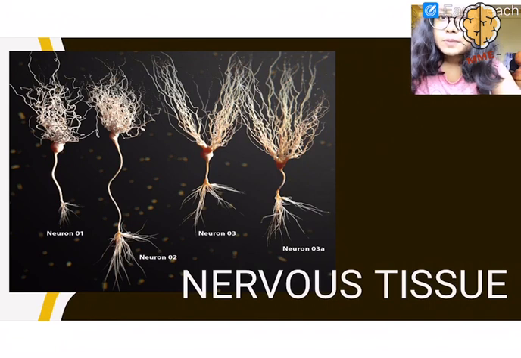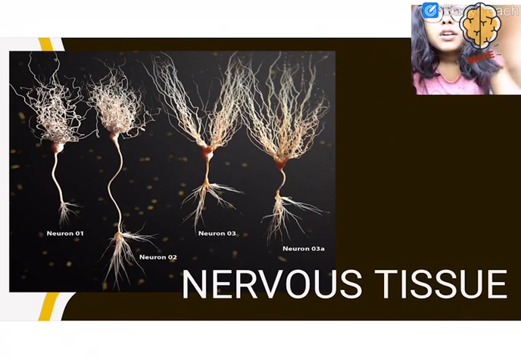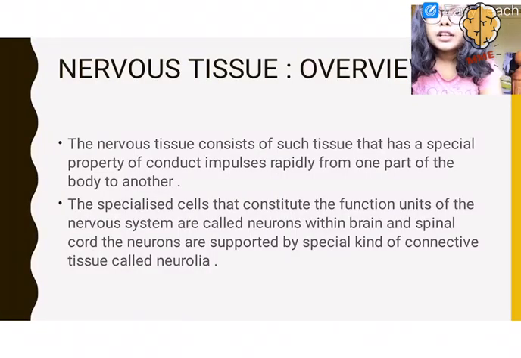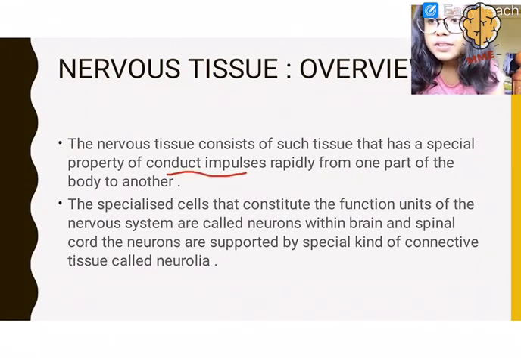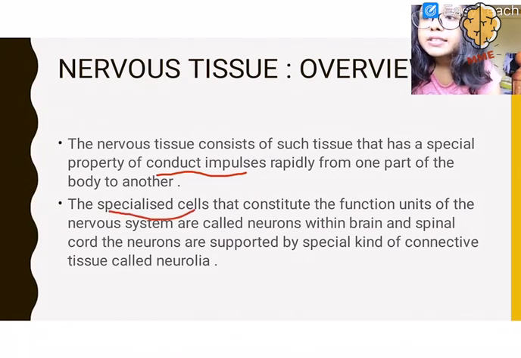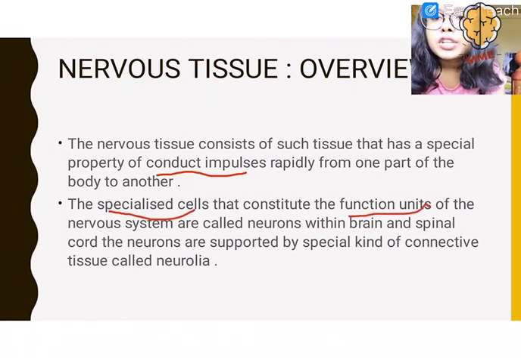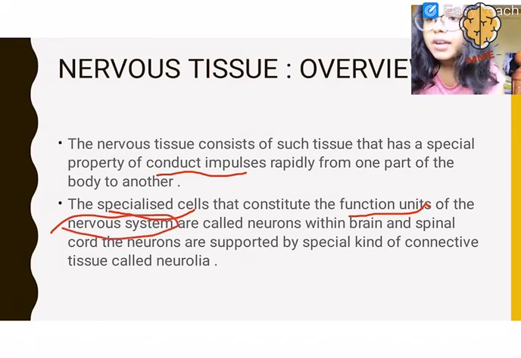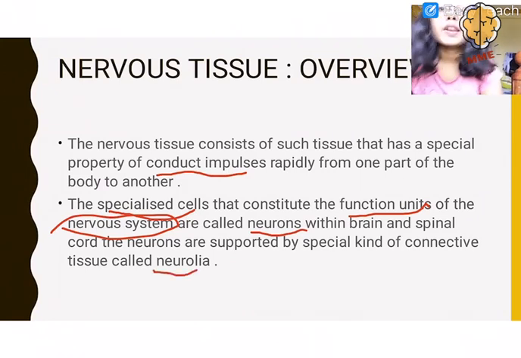So coming to the last part, that is the nervous tissue. You know, there are specialized tissues in our body to conduct impulses from one body part to another body part, and these cells are actually the functional units of the nervous system, and they are known as neurons within the brain and spinal cord. The neurons are actually supported by a special type of connective tissue known as neuroglia.